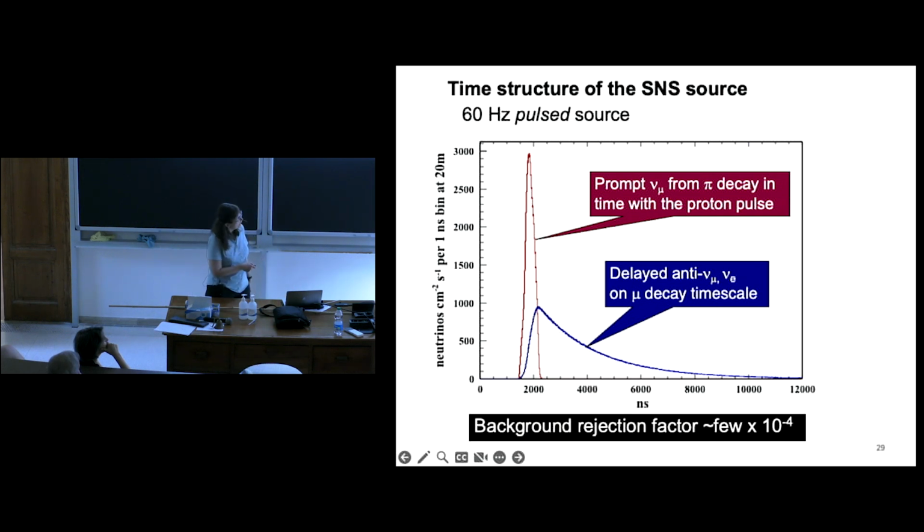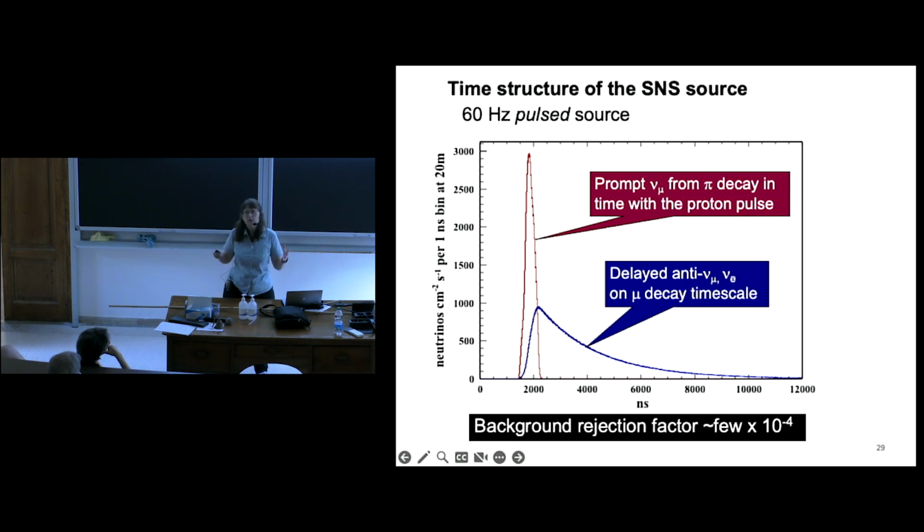And so here's the time structure. It's a 400 nanosecond pulse. These are the prompt nu mu from the two-body pi plus decay, that are in time with the proton pulse. And then you get delayed muon decay neutrinos on a 2.2 microsecond time scale. And this happens at 60 hertz. What this means is that you get a background rejection factor of a few times 10 to the minus 4. So you know when your neutrinos are coming and you know exactly what their shape is, you know what they look like, and in between you have nothing.